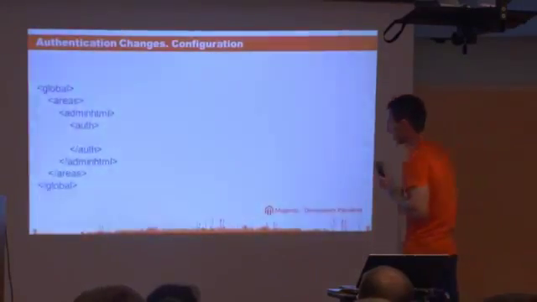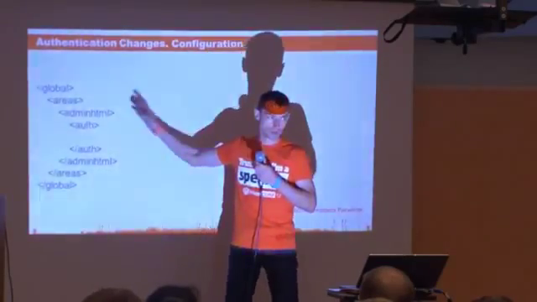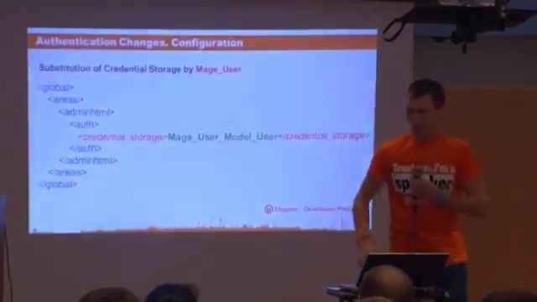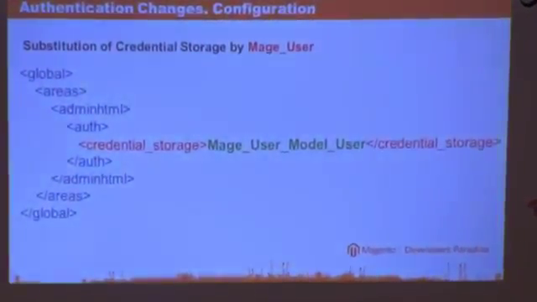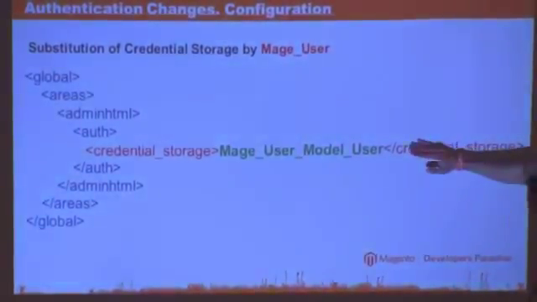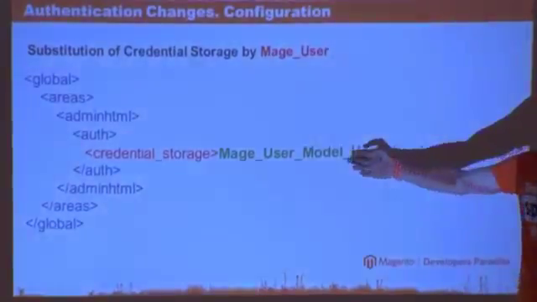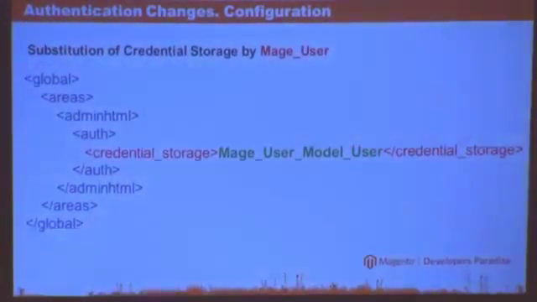The backend area just declares an empty node, auth. That's all. And it wants some module to fill this node. And this is the substitution of the credential storage by the module Mage User. The module Mage User provides us the Mage User model user, and this is the credential storage for our backend area. And using this configuration, you can easily change this model to your own model.